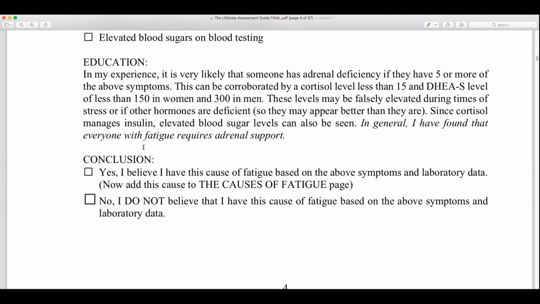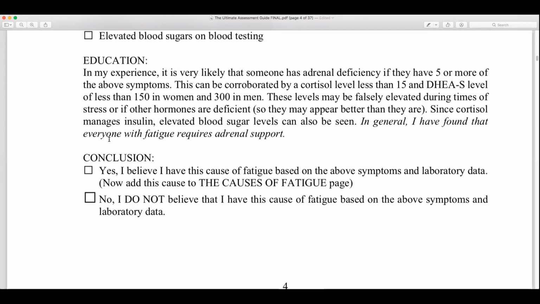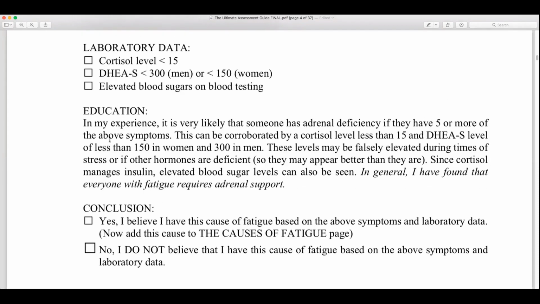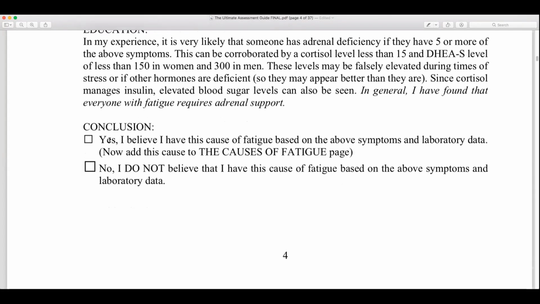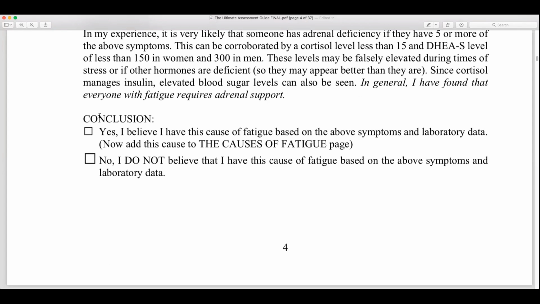Since cortisol manages insulin, elevated blood sugar levels can also be seen. And in general, I have found that everyone with fatigue requires adrenal support. So that kind of helps you with my thinking. And then based off of that and the information that you've gathered in these sections, you can make the determination: yes, I believe I have this cause, or no, I do not believe I have this cause.